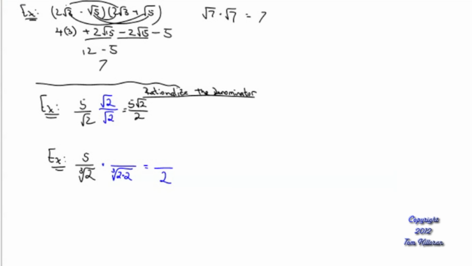But then you have to multiply the top. So what am I really multiplying by here? 4. So this is the cube root of 4. So 5 times the cube root of 4 is 5 cube roots of 4 over 2. Most people don't like that one. I don't know why, because it's the same idea.